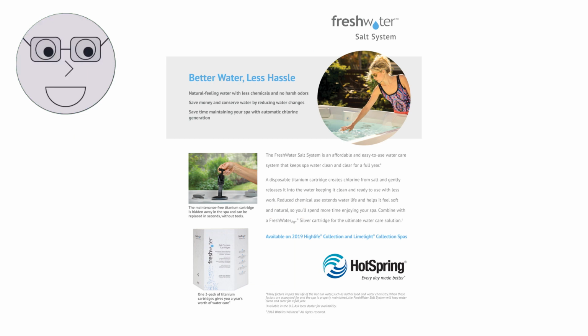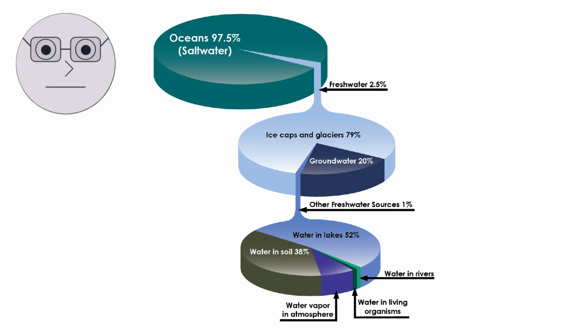Freshwater is a critical resource for life on Earth, providing drinking water, irrigation for crops, and habitat for aquatic plants and animals. But have you ever wondered about the chemistry of freshwater? Shots of freshwater sources, such as rivers and lakes.